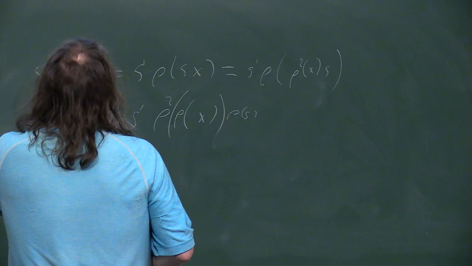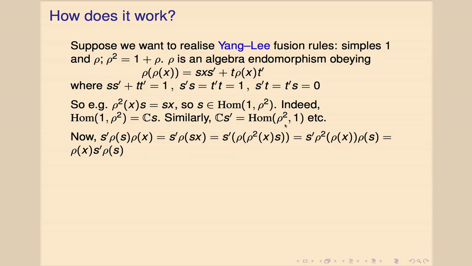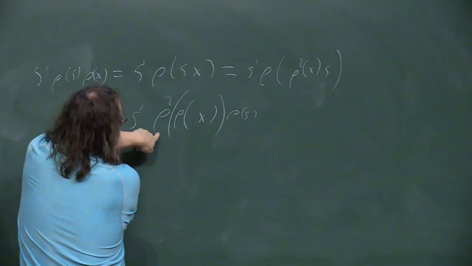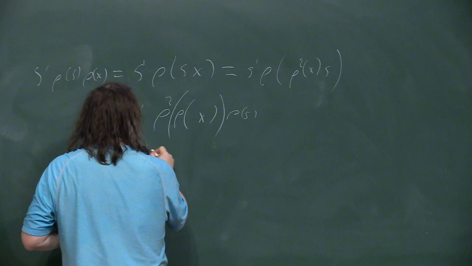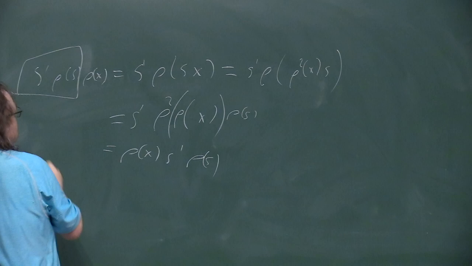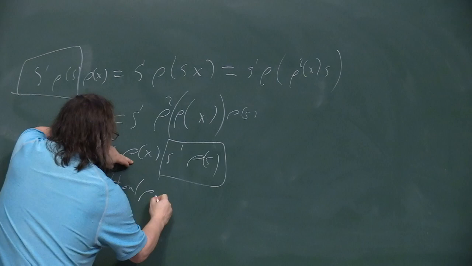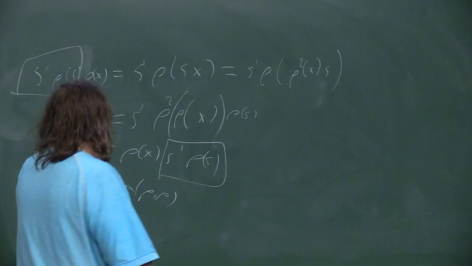Okay, now what am I going to do? So now I use the intertwiner property again. This is the intertwiner property for S prime. So this thing, when I flip it through, I get rho X S prime rho S, I think. And what that tells me is this thing here is going to lie in End of rho. But rho is simple by hypothesis, and so End of rho is just the complex numbers, nothing more.